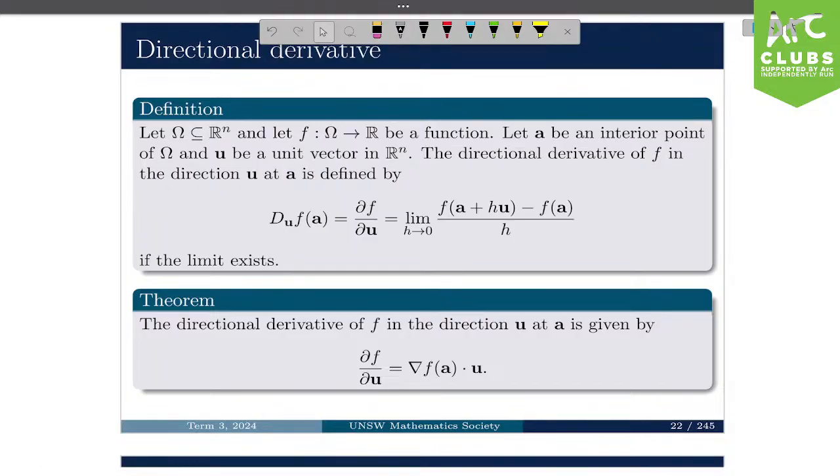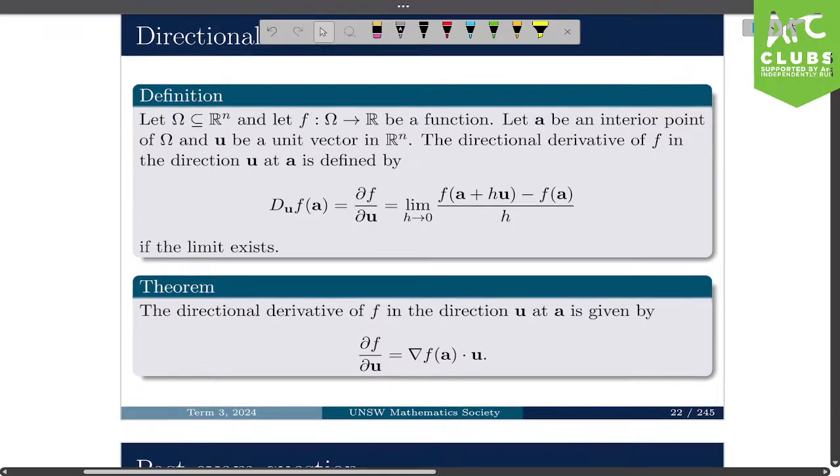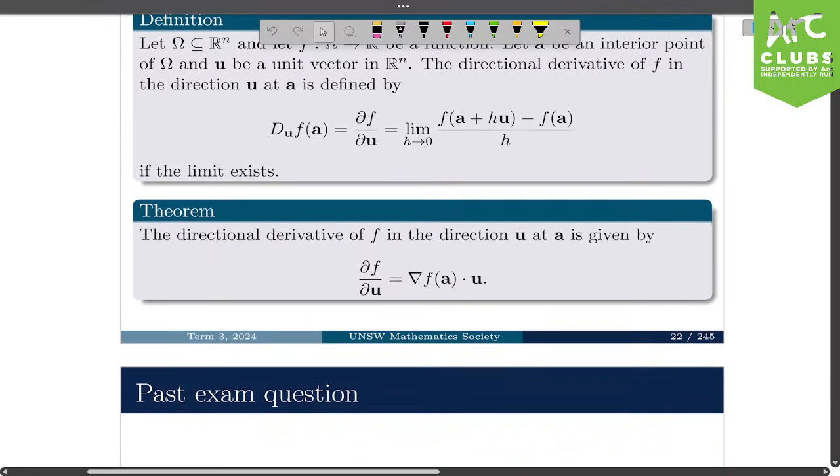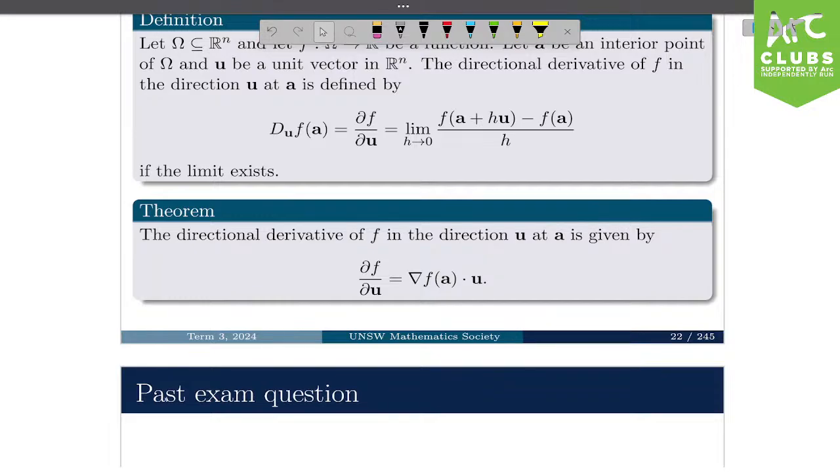For a directional derivative, let omega be a subset of Rn, and let f be a function mapping omega into R. Let A be an interior point of omega and U be a unit vector in Rn. The directional derivative of f in the direction U at A is defined by the derivative of f with respect to U, if the limit exists. And the directional derivative of f in the direction U at A is given by the dot product of the gradient and the direction U.